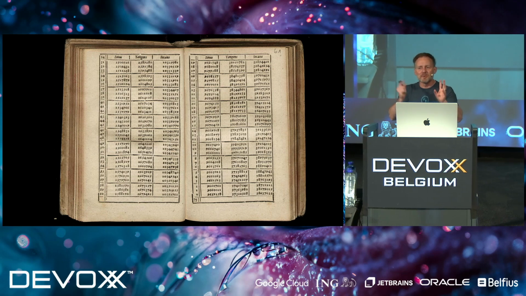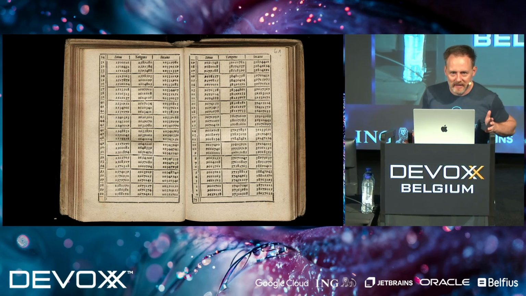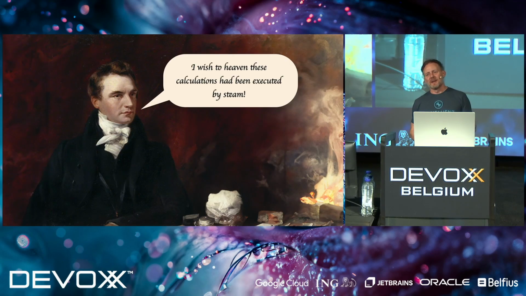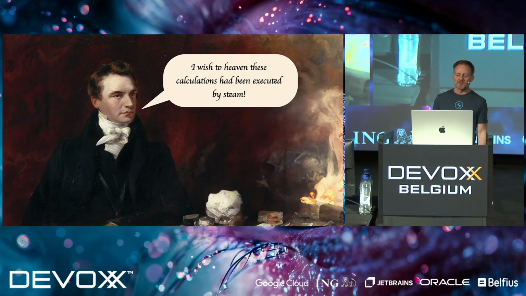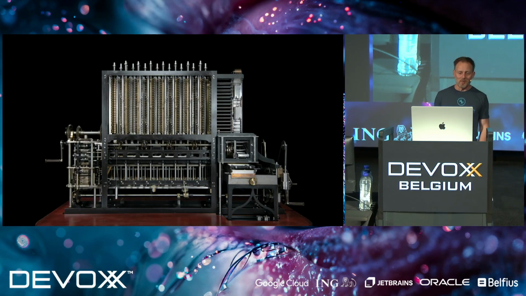And he was really, really bothered by the fact that sometimes there were mistakes. And that stinks. You don't want a mistake in a book like this. And the Industrial Revolution is just kicking off, and he's got this great quote. He said, "I wish to heaven these calculations could have been executed by steam." Like there's a mechanism that could do this. And so he made one up.